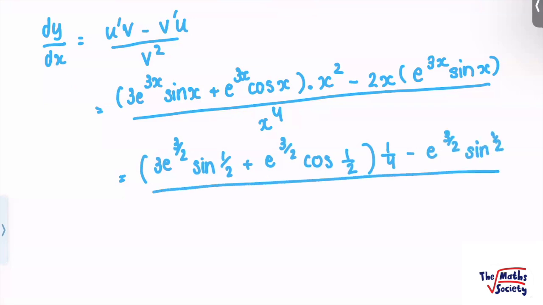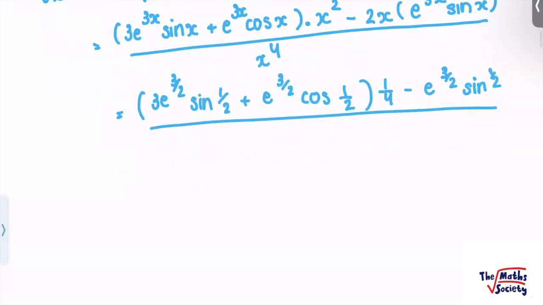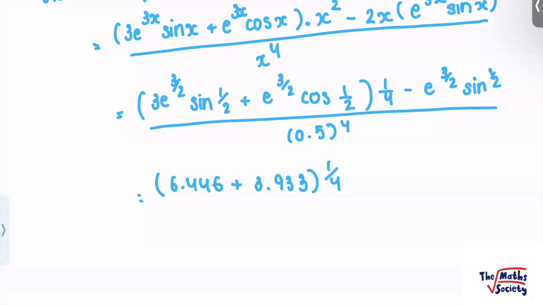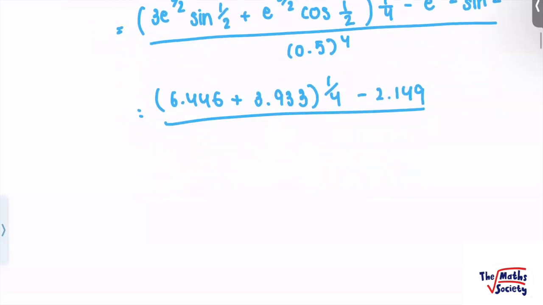You divide it, and then you will get 0.5, the whole power of 4, because it's x. We're substituting x. So you'll have 6.446 plus 3.933, then half. Oh, I'm sorry, 1 by 4 minus 2.149 divided by 0.0625. And so it's going to give you an answer of 7.14.